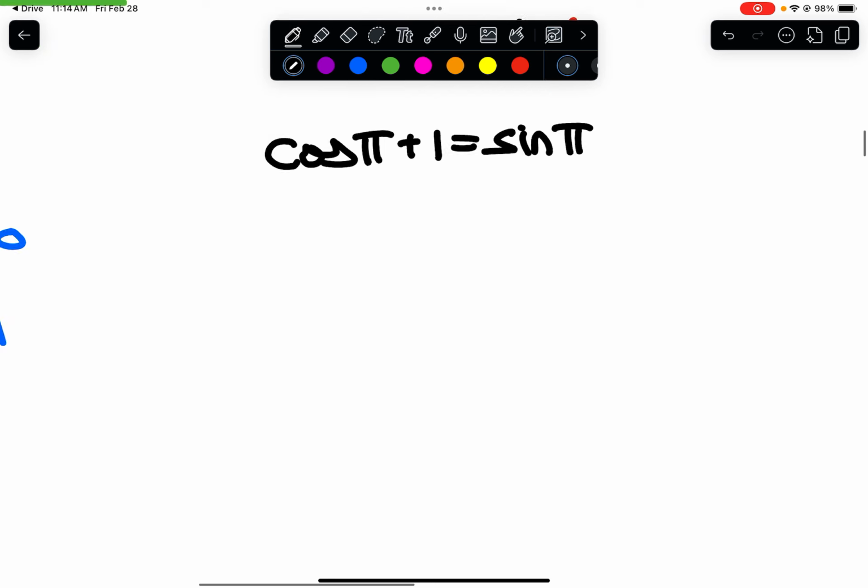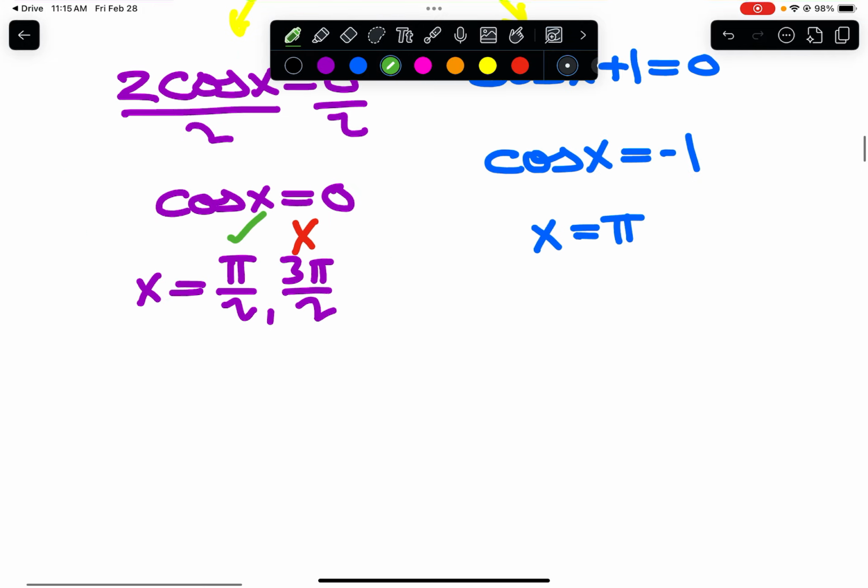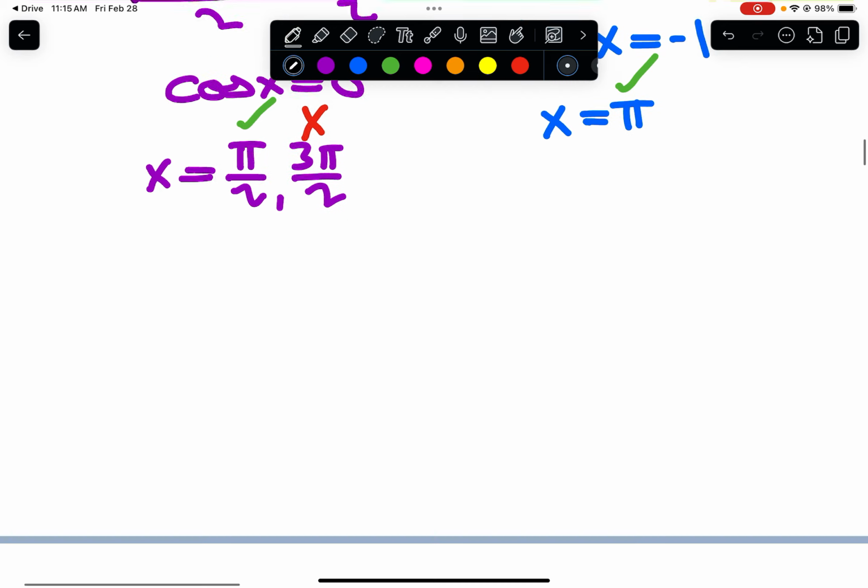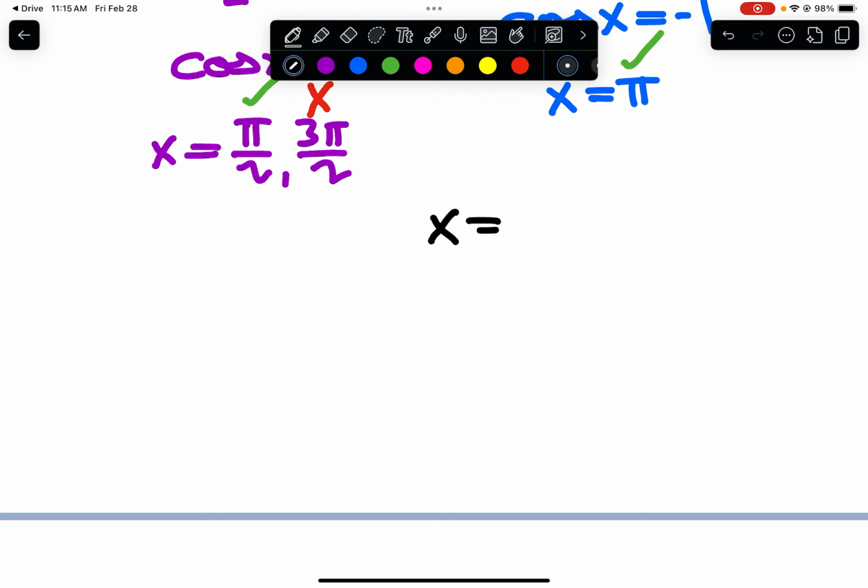So cosine of pi is going to give me -1 plus 1 equals sine of pi, which is 0. So -1 plus 1 equals 0. That is a true statement, which means pi is going to work. So for your solutions, we are only going to want pi over 2 and pi.